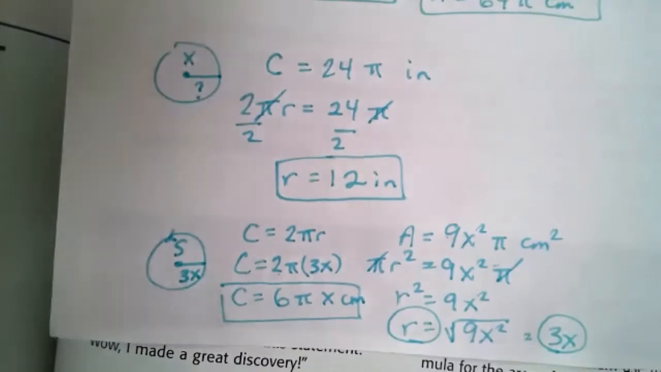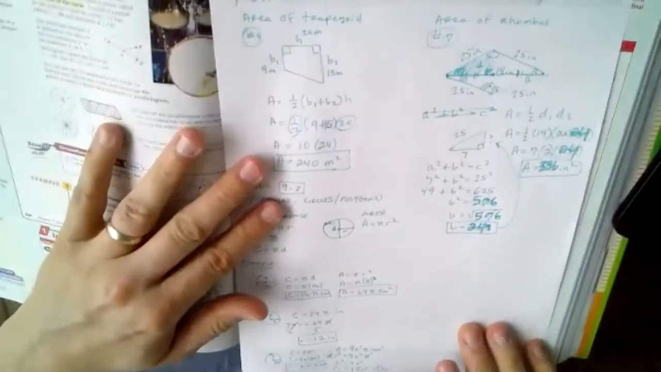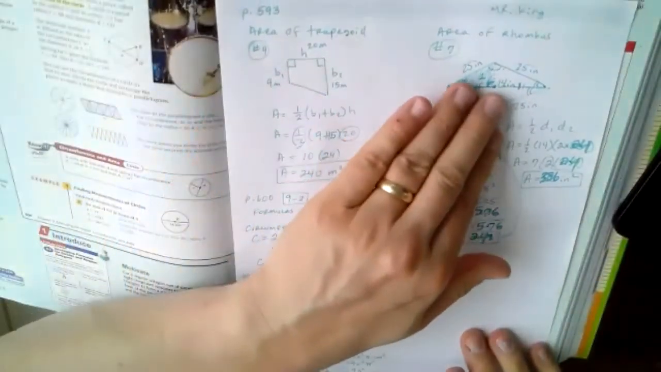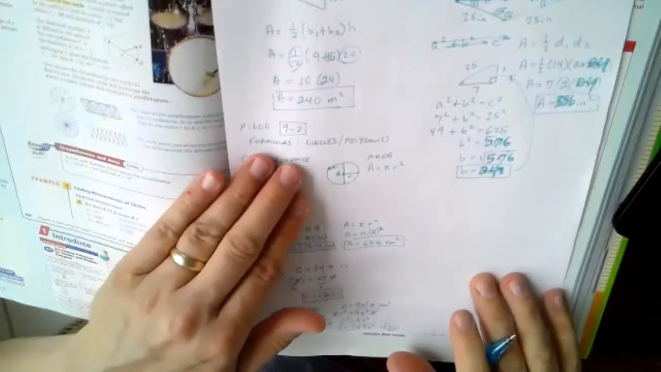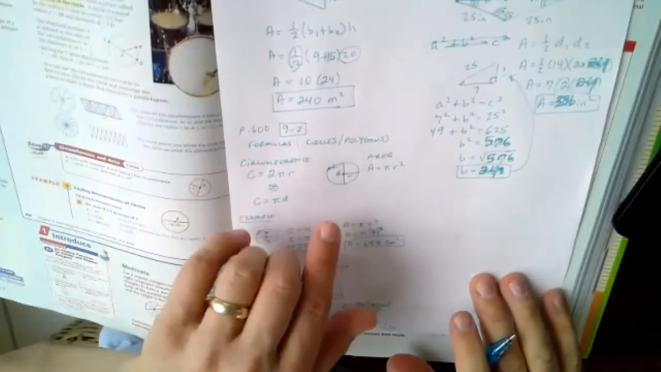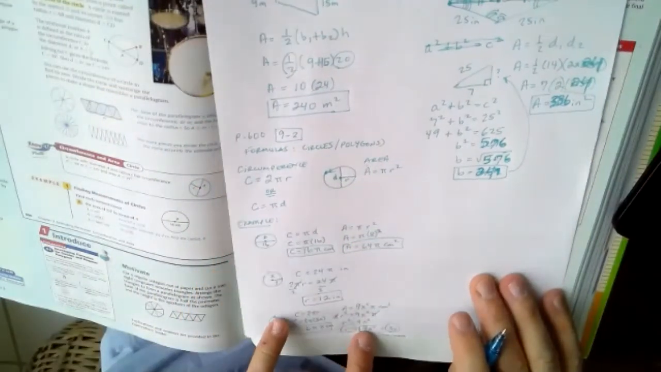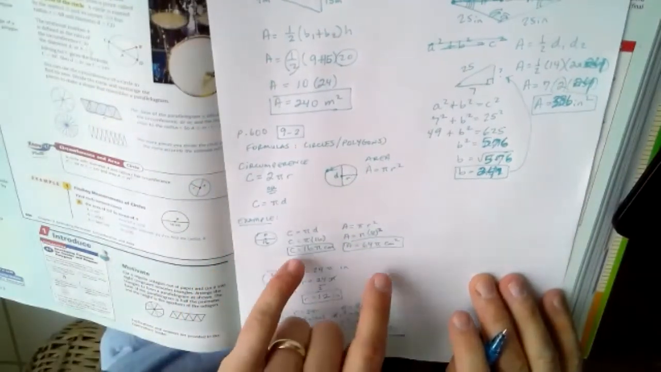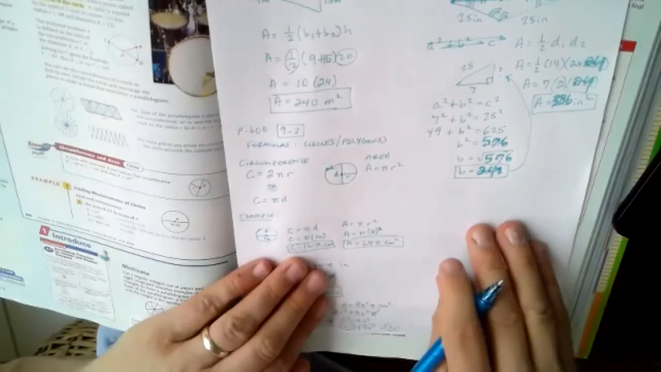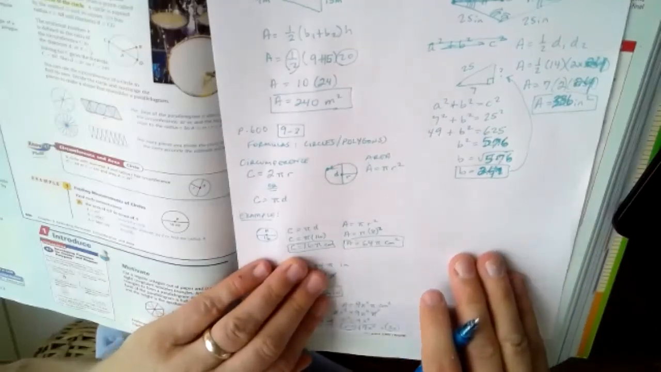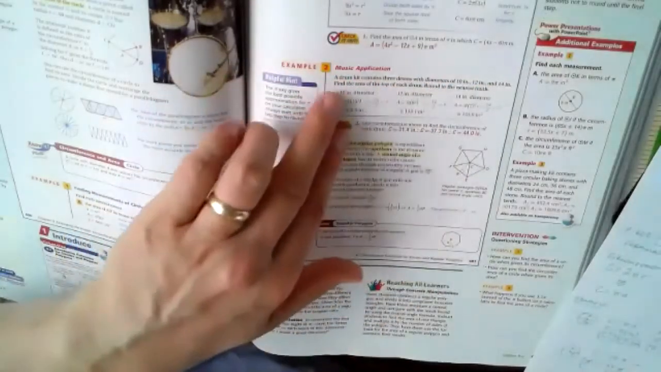Now, I'm going to pull back. Let's see what our sheet should look like. All right, so you should have the area of a trapezoid, the area of a rhombus, the formulas for circles. You got circumference here, area here, several ways to find those circumferences and areas. Now we're going to come over here and do the next section, which is going to be example 2, okay?